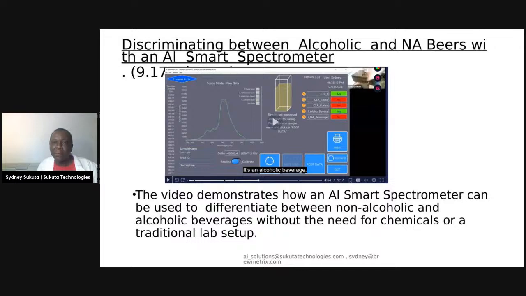Now, that's one application. As I told you earlier, you can use this technology to screen. For example, if somebody's giving you water or whatever, you can use this. Where I say non-alcoholic, it will tell you, for example, this is not the hops you ordered, or you agreed to, that kind of thing.